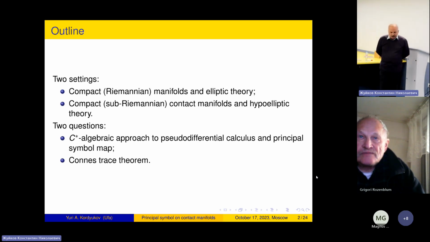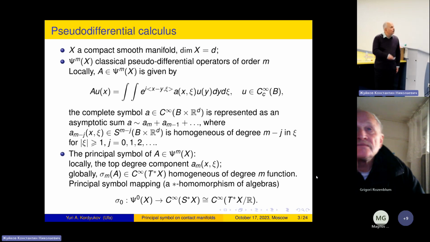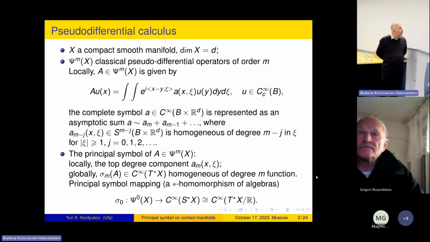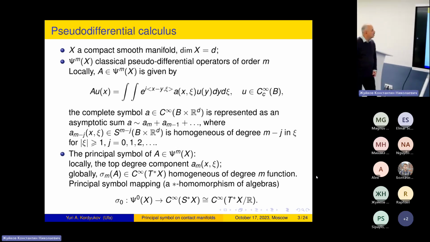And I will address two questions. First, this is pseudo-differential calculus and a C-star algebraic approach to pseudo-differential calculus. And second, the so-called trace theorem. And let me just start with the standard theory. So I remind, suppose X is a smooth compact manifold of dimension d. And you see here just the standard form of a pseudo-differential operator.